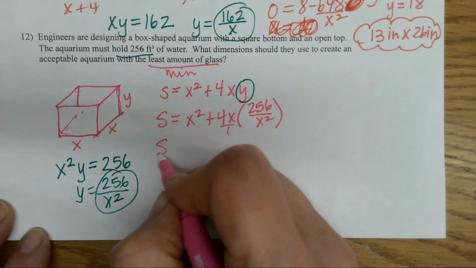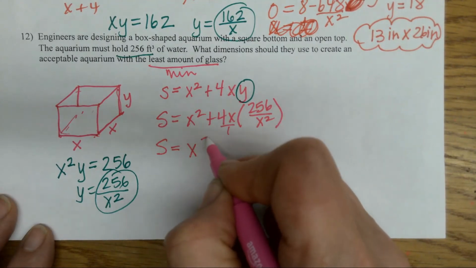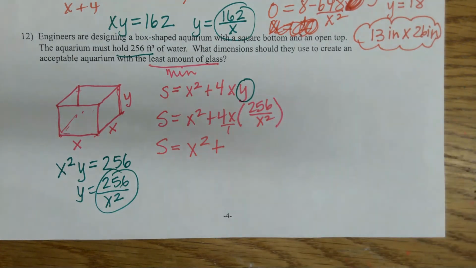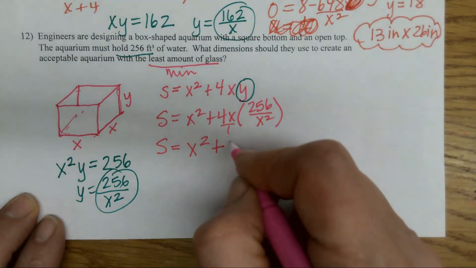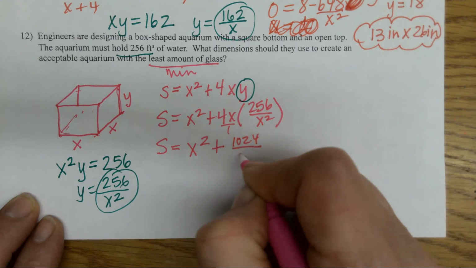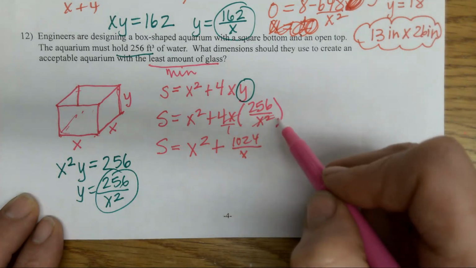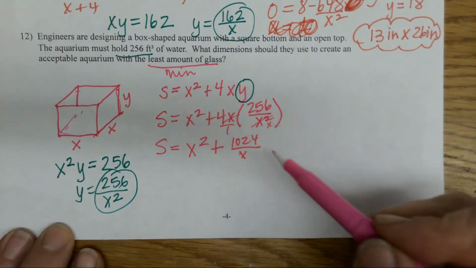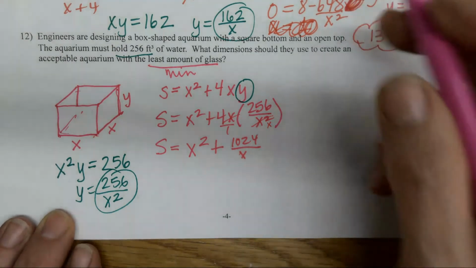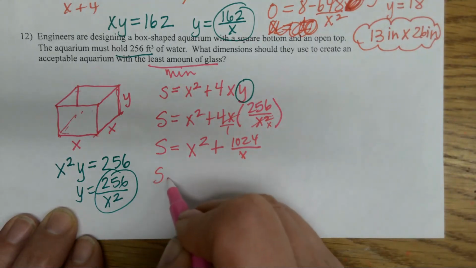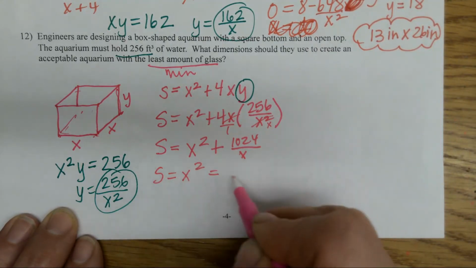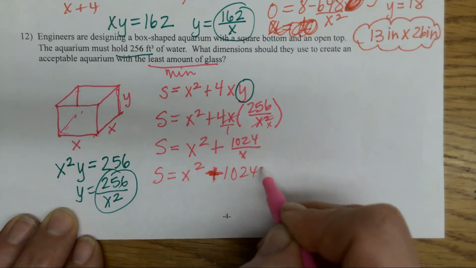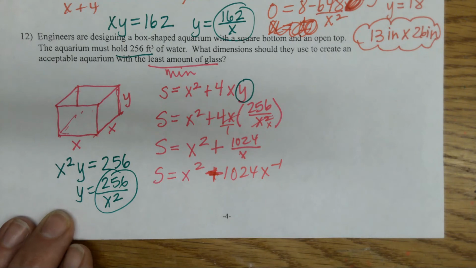So my new surface area formula is x squared plus whatever 4 times 256 is, and that is 1024 over x, because again, one of the x's canceled out, leaving me with just one x on the bottom. So I have another situation where I have an x in the denominator, just like the previous problem, and I want to take a derivative, and it's going to be much easier for me to do if I just have a negative power as opposed to a fraction.